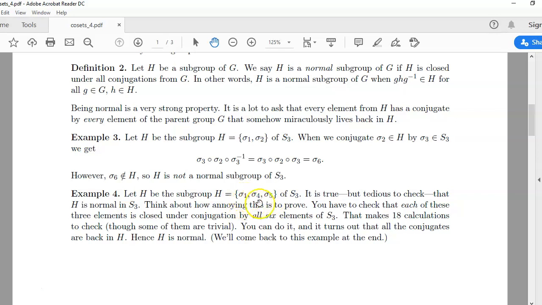You've got to check that each one of these elements is closed under all the conjugations from S3. Okay? But there are 6 elements in S3 you can conjugate by. So you got to check that this one, sigma 1, is closed under 6 conjugates. You got to check that this one, sigma 4, is closed under 6 conjugates. You got to check that this one, sigma 5, is closed under 6 conjugates. So in all, that's 18 calculations, and you have to make sure that all those 18 things land in H again. So all 18 verdicts are either sigma 1, 4, or 5. That's annoying. You can do it, but it turns out to be right, and therefore H is normal. So hang on to this example because we're going to come back to it at the end.